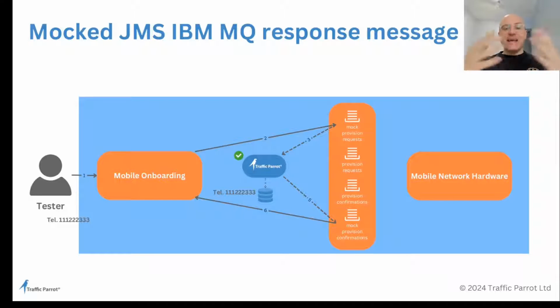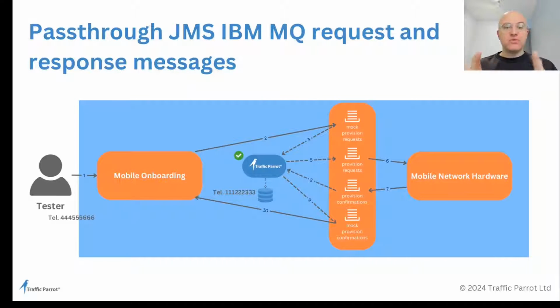Okay, and at the same time, we'll be able to configure Traffic Parrot for this scenario, the pass-through JMS IBM MQ request and response message pattern. Okay, so in this case, we've still got the mock configured in Traffic Parrot. However, we'll be sending a different phone number to the mobile onboarding microservice, not one that is configured in the mock. So you see, on the left here we're sending 444-555-666. However, the mock is configured with the telephone number 111-222-333.